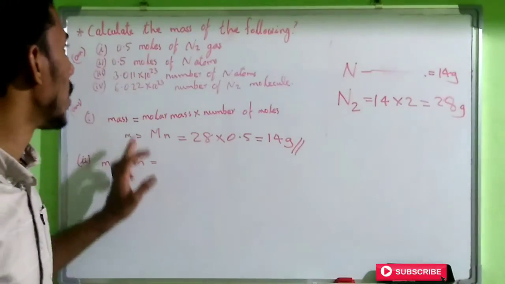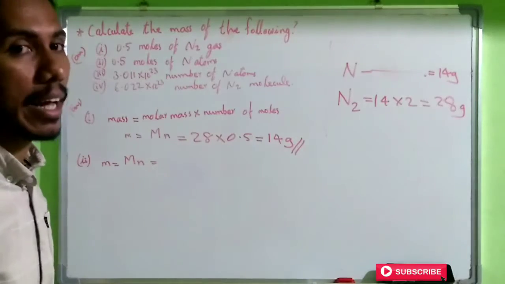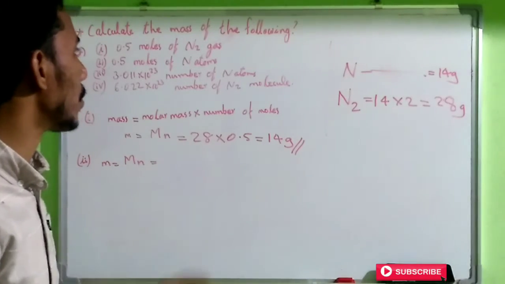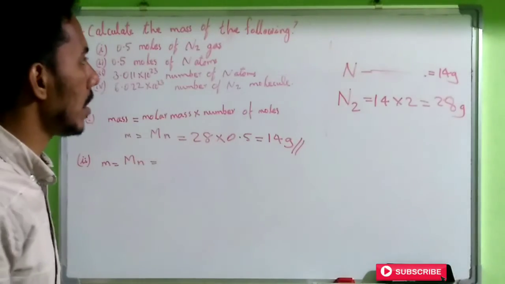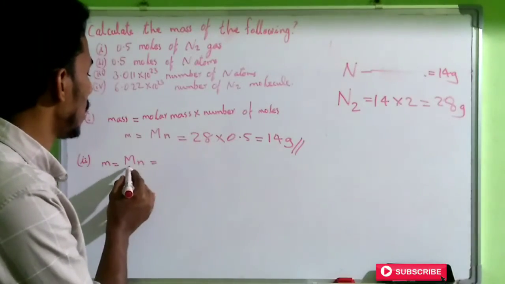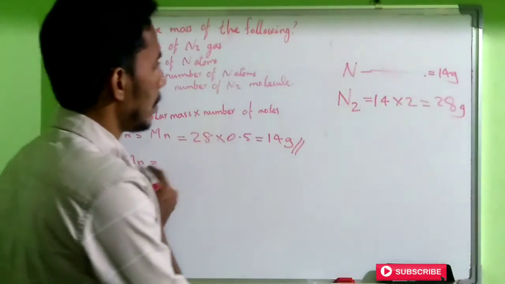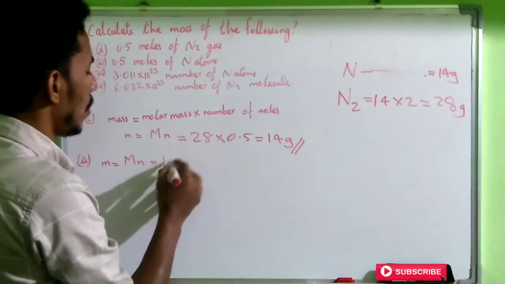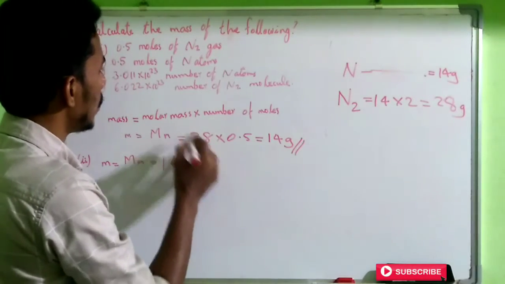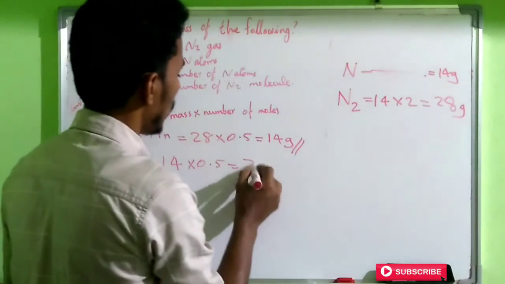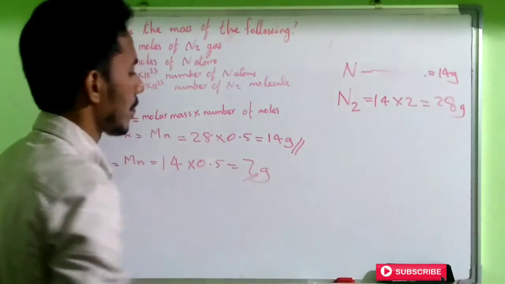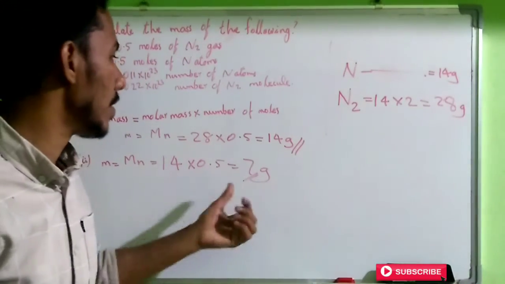Okay, next one. 0.5 moles of N, nitrogen atoms. So here also M into n, but here capital M is 14 gram into 0.5. The answer is 7 gram.